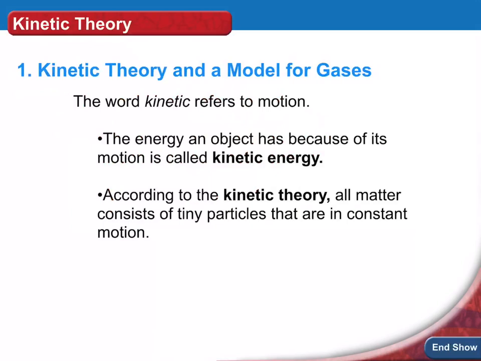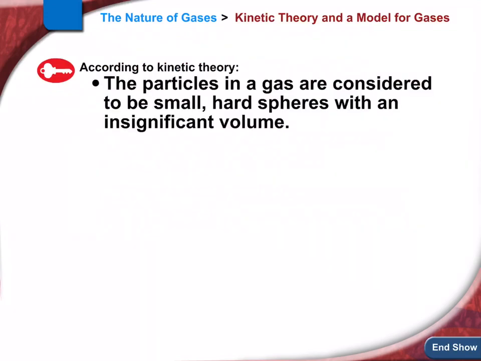So first thing we've got to talk about is kinetic theory. You read about this, but kinetic obviously is talking about motion. And the idea of kinetic theory is we're just talking about how the particles of a gas behave. The energy an object has because of its motion is called kinetic energy. According to kinetic theory, all matter consists of tiny particles that are in constant motion. So, in other words, everything, solids, liquids, and gases, the particles that make those up are in constant motion. And you can measure the kinetic energy of that, and how much kinetic energy those particles have will contribute to what state that substance is in.